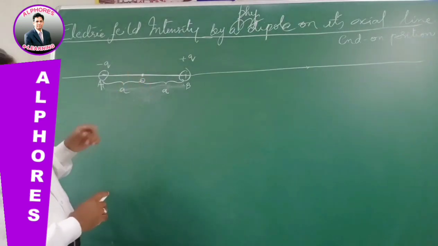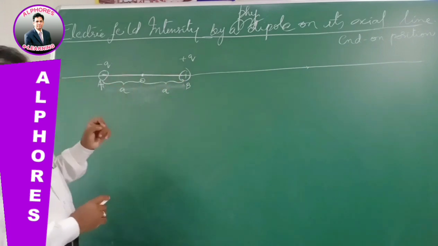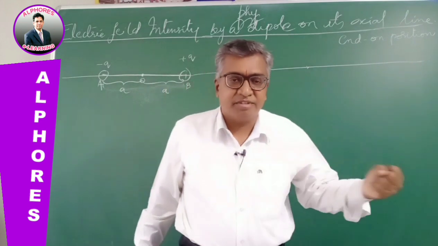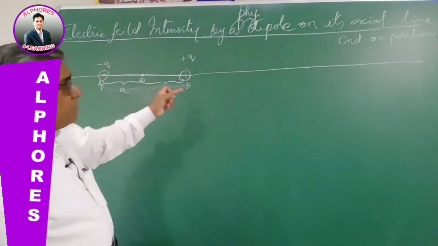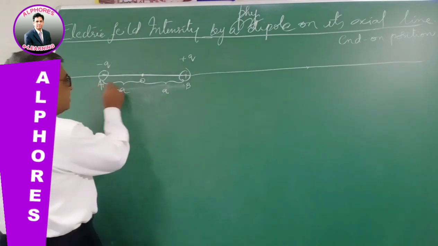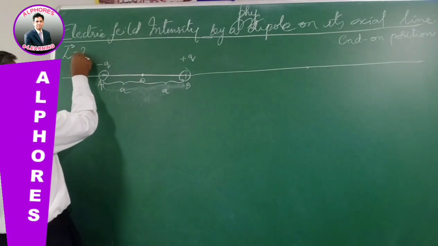So this is the dipole. The magnitude of the charge on the dipole is q, and the length of the dipole is 2a, right? So the total length of the dipole is 2a.